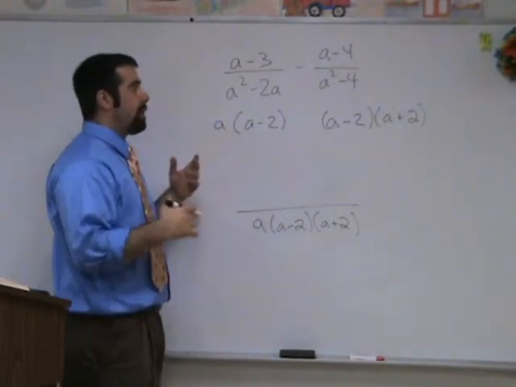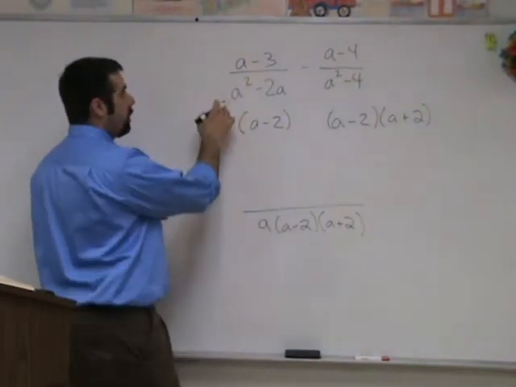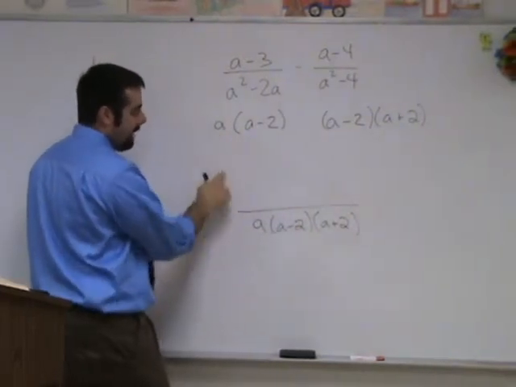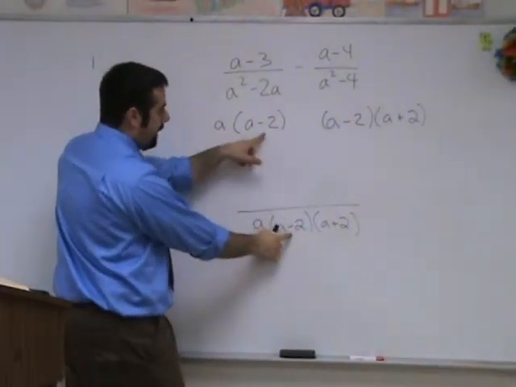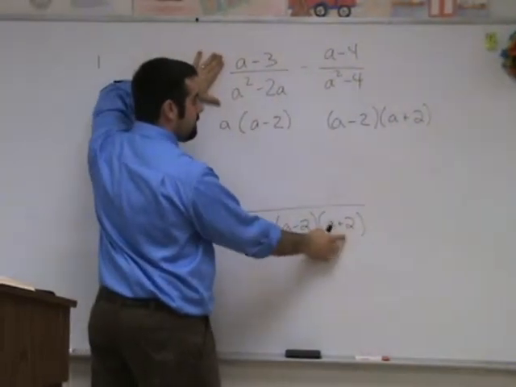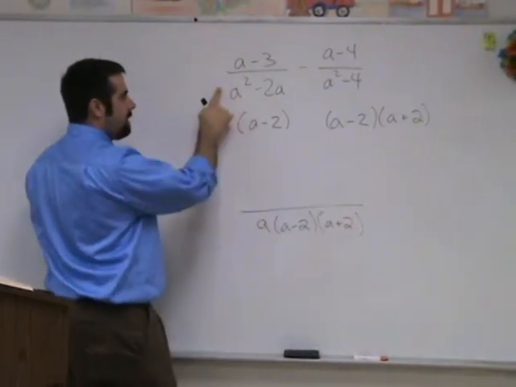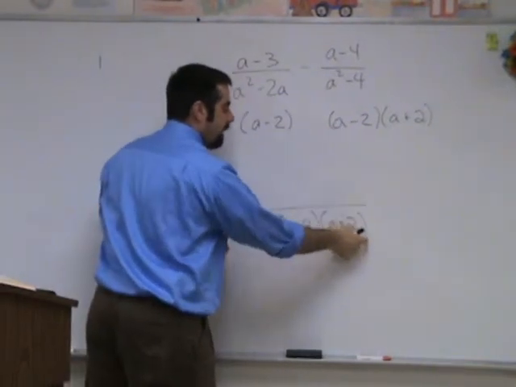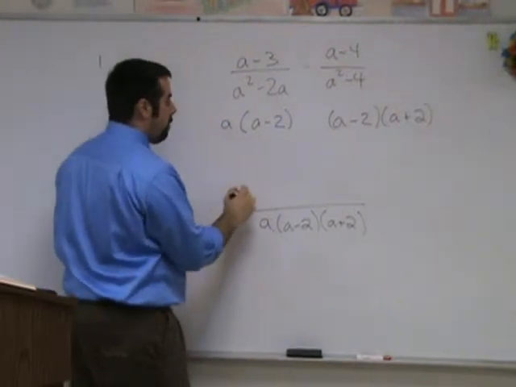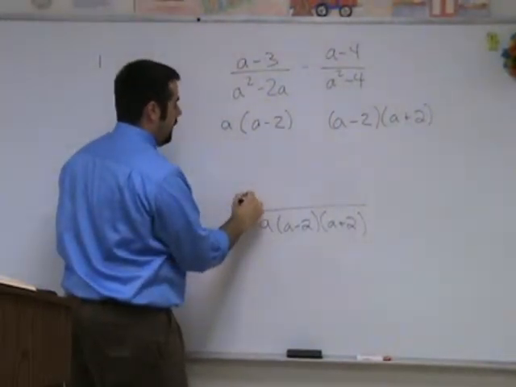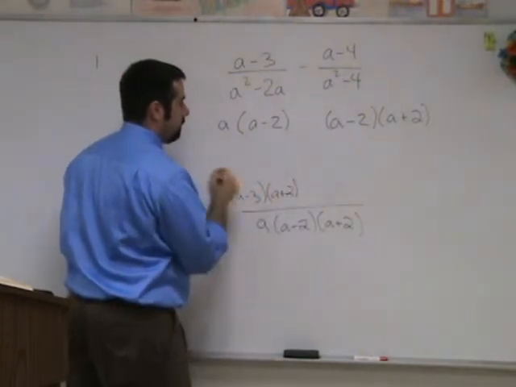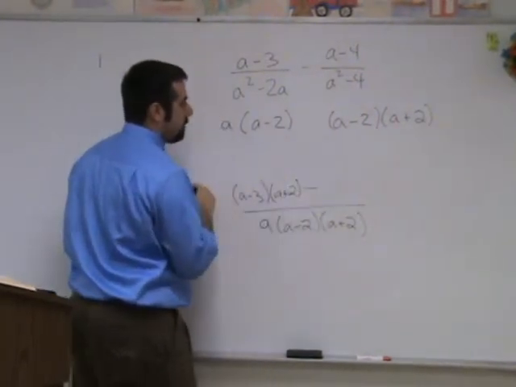Now the question is, how do I change the numerators? Well, to go from here to here, I already have an a. I already have an a minus 2. What I don't have in this first fraction is an a plus 2. So to change the denominator to this, I multiply by a plus 2, which means that's what I need to multiply the numerator by. So this numerator is going to become a minus 3 times a plus 2.